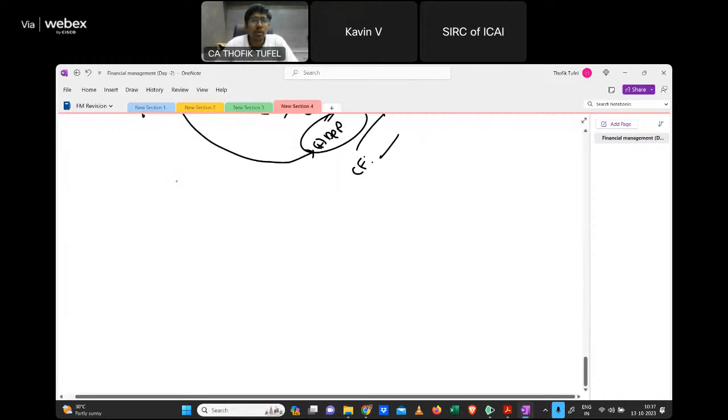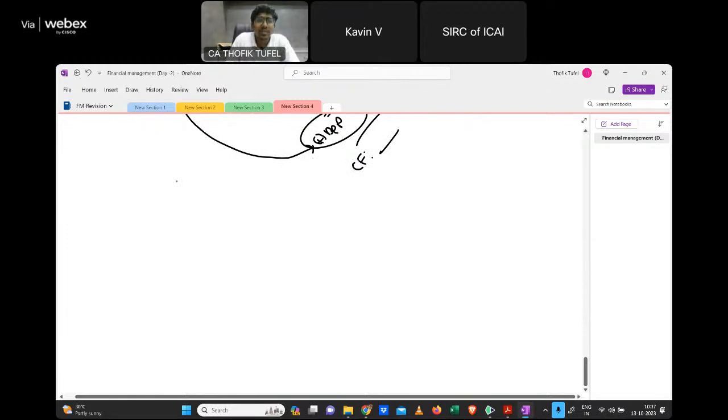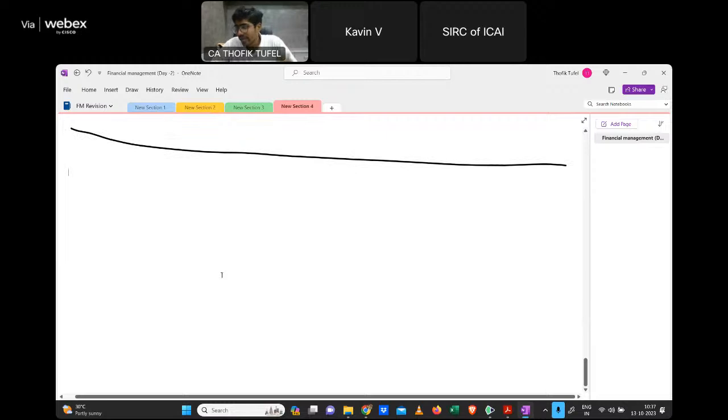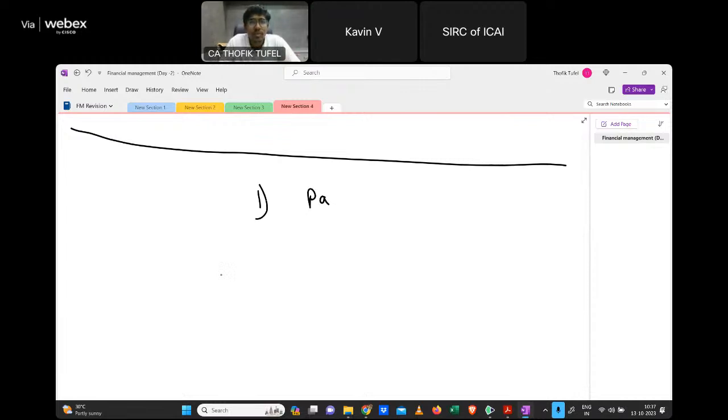I will also do one problem in capital budgeting, just for your comfort, because we have some time, so we can afford to do one problem. So estimation of cash flows is completed. Now let us go into the concepts. The first technique we are discussing is the payback period.